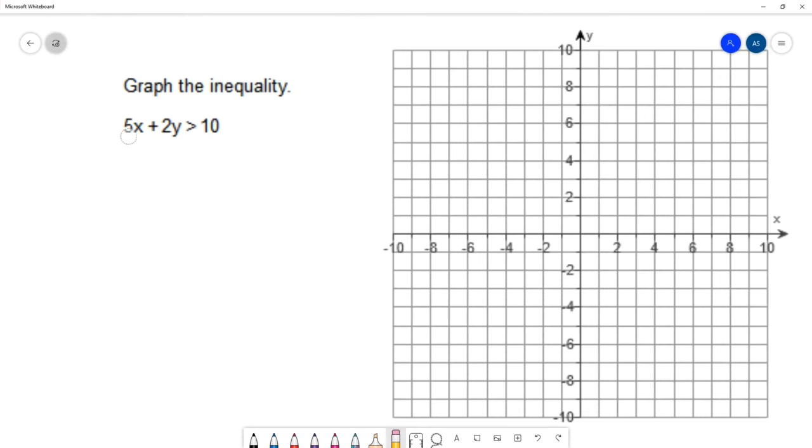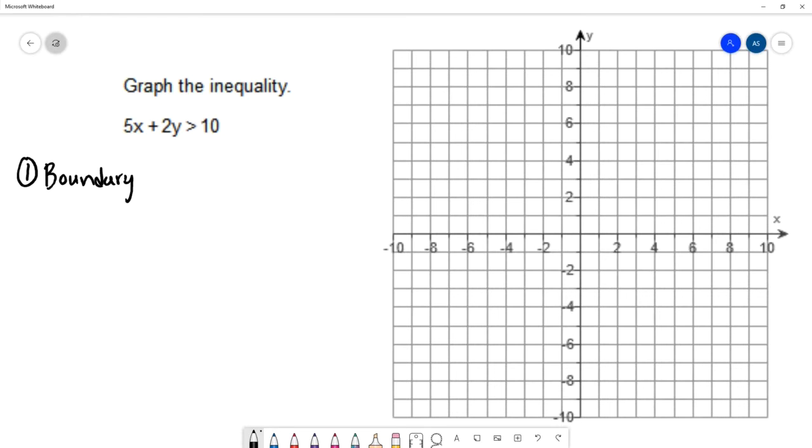Graph the inequality 5x plus 2y is greater than 10. When we graph an inequality like this, there's really two parts to it. The first part is going to be the boundary line, and the second part is the shading. So let's start with the boundary.